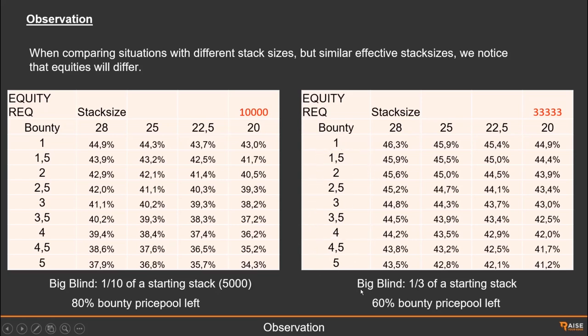And in this situation, the big blind should be 1/3 of a starting stack. So if we compare this again to PokerStars 5,000 starting stack, then this should be around about 1,600, 800 and an ante of, let's say, 200. Of course, in this situation, the tournament has already progressed a bit more compared to this situation, so even less of the bounty prize pool should be left.